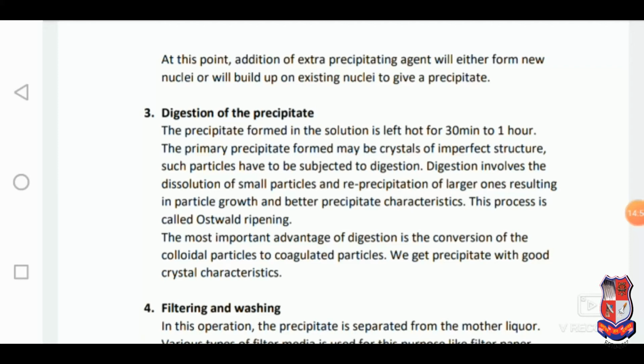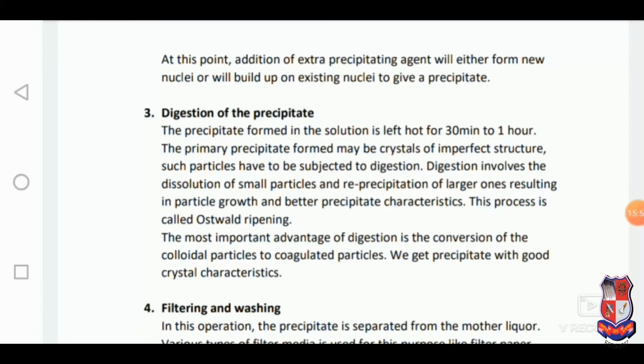Third is the digestion of the precipitate. The important advantage of digestion is the conversion of colloidal particles to coagulated particles. We get a precipitate with good crystalline properties. That is the basis of digestion, and to perform this step the solution has to be left hot for 30 minutes to 1 hour. It is the ideal condition where the primary precipitate may form crystals of imperfect structure. Such particles have to be subjected to digestion. Digestion involves the dissolution of small particles and reprecipitation of larger ones, resulting in particle growth and better precipitate characteristics.